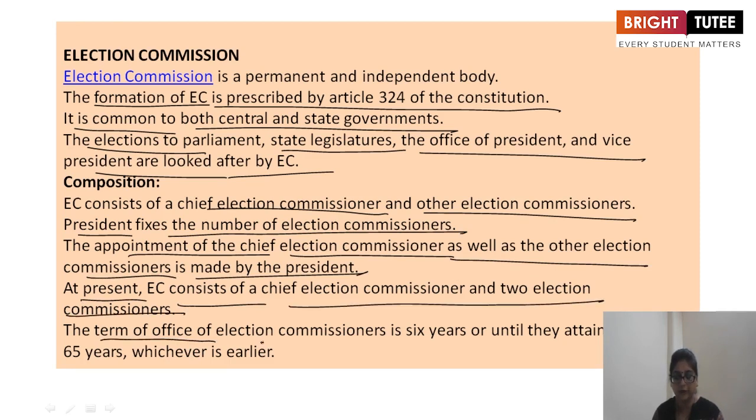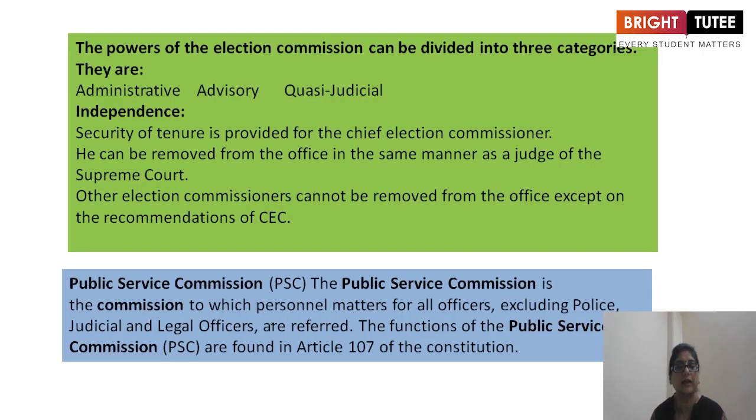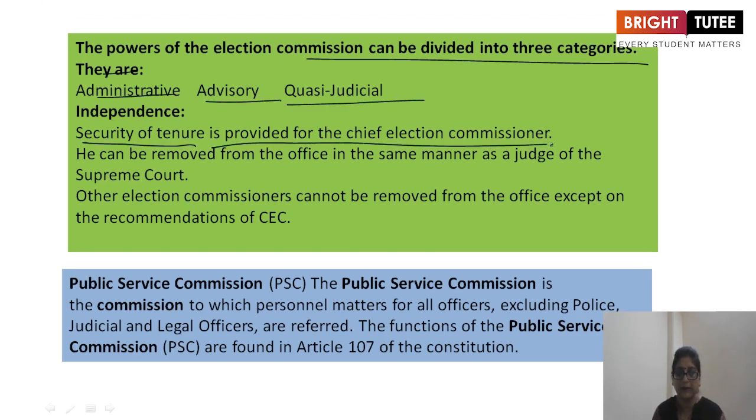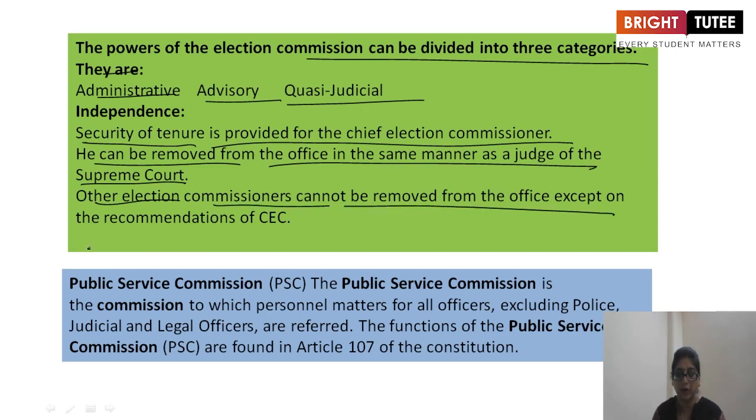The term of the office of an Election Commissioner is 6 years or until they attain the age of 65 years, whichever is earlier. What are the powers? The powers of the Election Commission can be divided into three categories: administrative, advisory and quasi-judicial. Security of tenure is provided to the Chief Election Commissioner. He can be removed from office in the same manner as a judge of the Supreme Court. Other election commissioners cannot be removed from office except on the recommendation of the CEC.